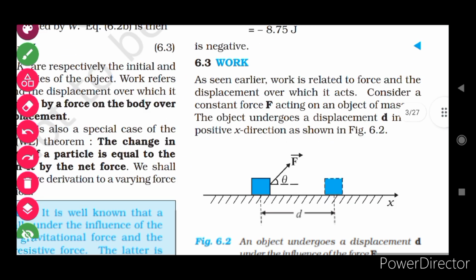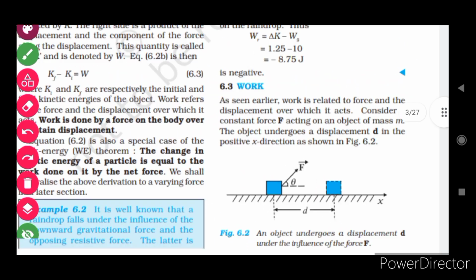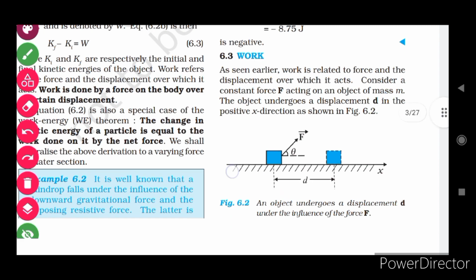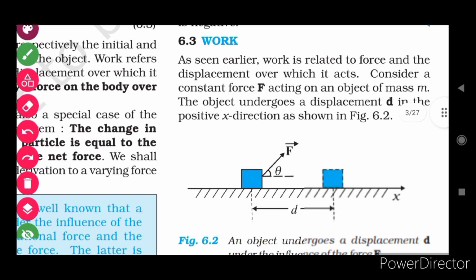Article number 6.3 is Work. As you know, work is simply the product of force and displacement. When a force is applied to a body and the body moves in the direction of the force applied, then work is said to be done. How is it calculated? It is simply the scalar product, the dot product, of force and displacement. Let's understand it more deeply from NCERT.